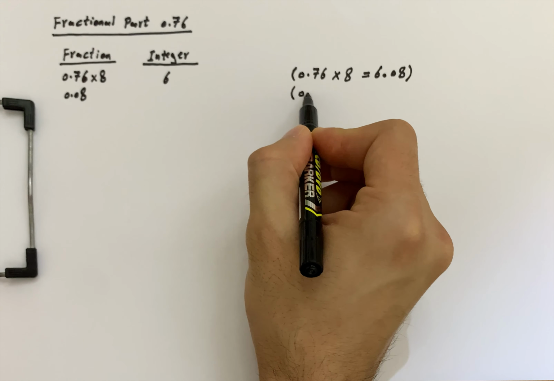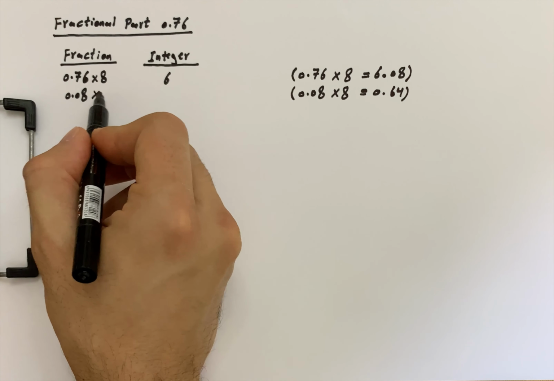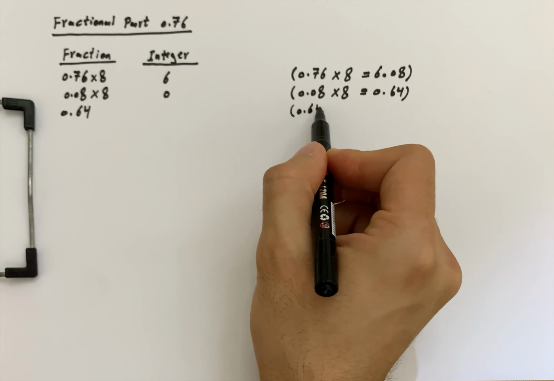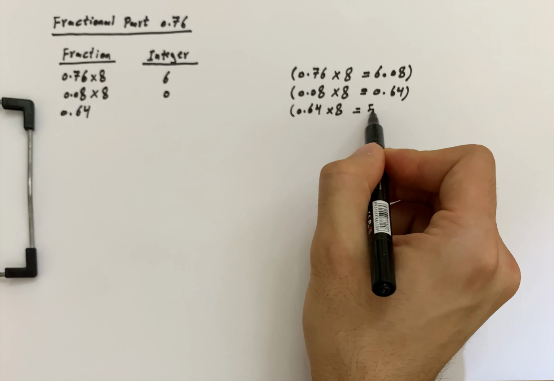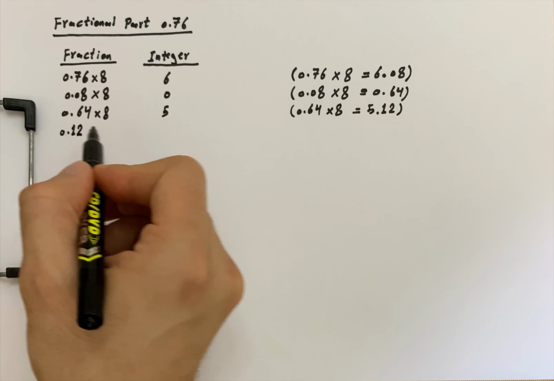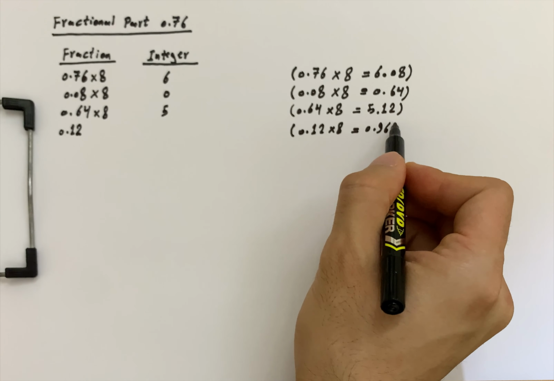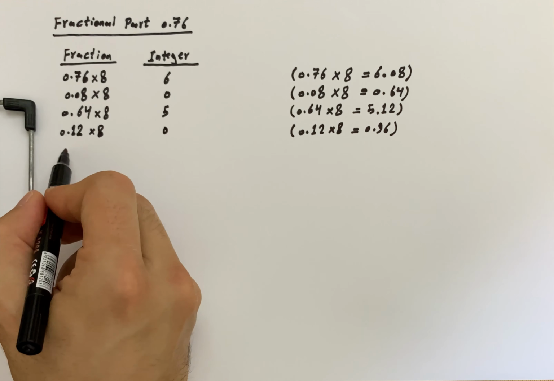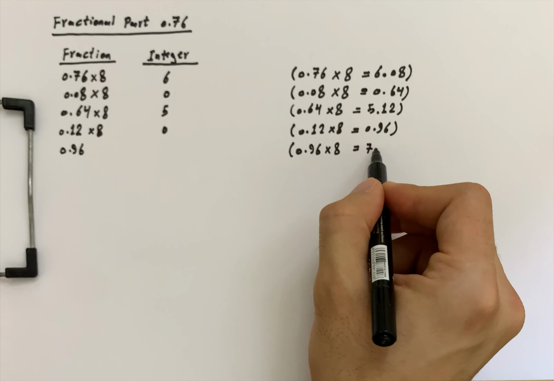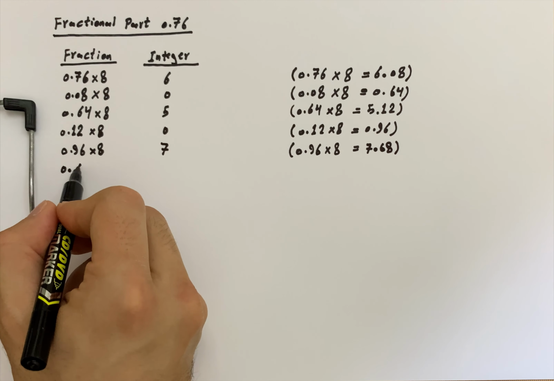Then multiply the number 0.08 by the base 8 equal to 0.64. So the integer part is 0 and the fractional part is 0.64. Then multiply the number 0.64 by the base 8 equal to 5.12. So the integer part is 5 and the fractional part is 0.12. Multiply the number 0.12 by the base 8 equal to 0.96. So the integer part is 0 and the fractional part is 0.96. Multiply the number 0.96 by the base 8 equal to 7.68. So the integer part is 7 and the fractional part is 0.68.